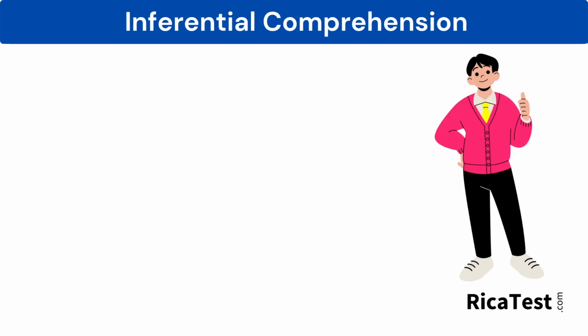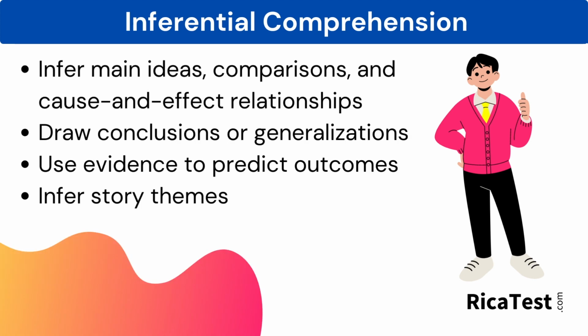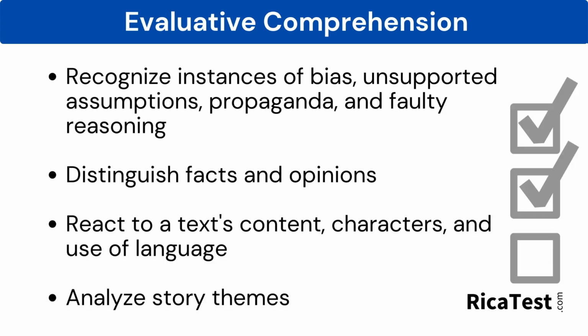In order to demonstrate knowledge of inferential reading comprehension, students can infer main ideas, comparisons, and cause and effect relationships that are not explicitly stated in the text. Drawing conclusions from generalizations of a text is also something done when students can infer the meaning.